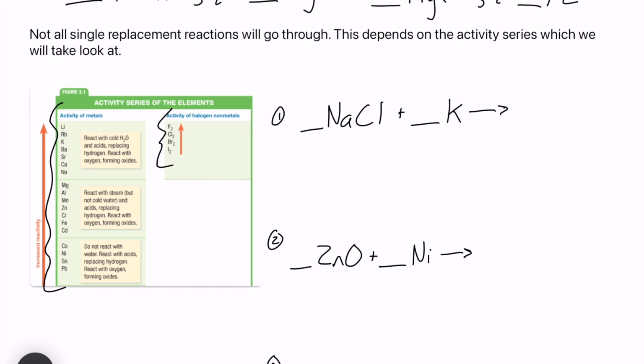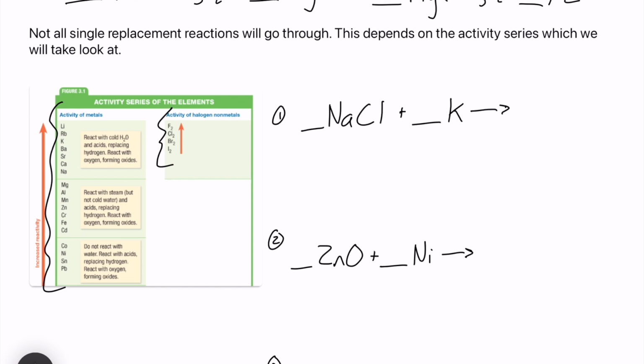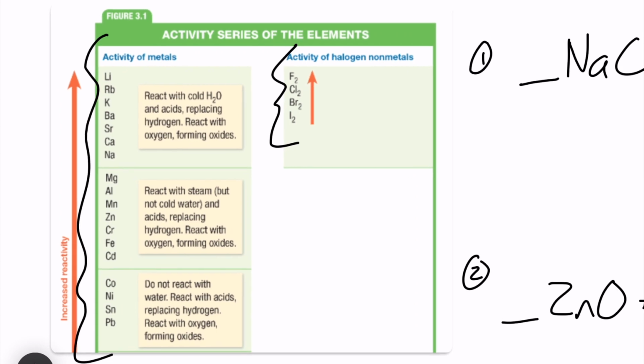How we're going to use this activity series: the lone element, in order to kick out, in this case, sodium, has to be higher on the activity series. So let's take a look here. I'm going to zoom in a little bit. We have potassium. It's actually the 3rd highest on the list. And then we have sodium a little bit lower. So since potassium is higher on the activity series, it has the ability to kick sodium out of this compound.